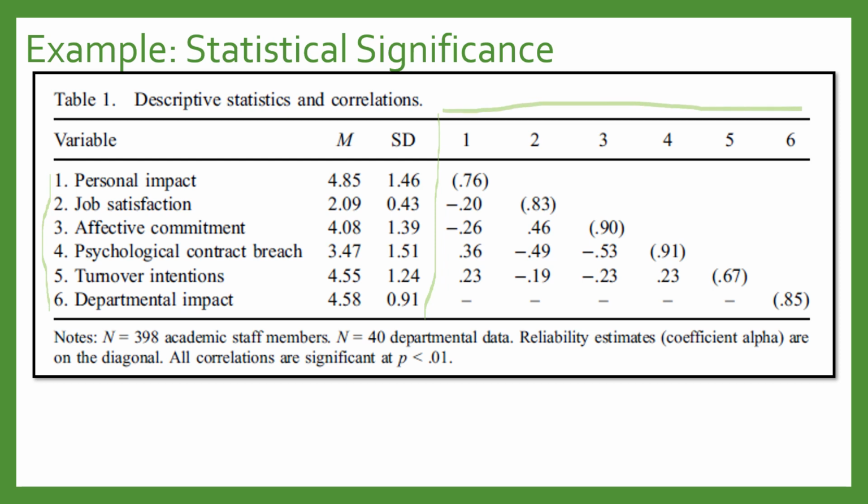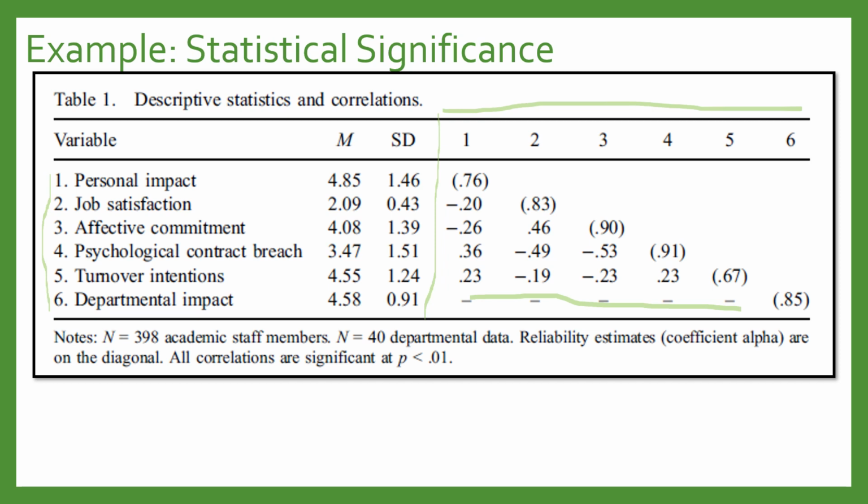But keep in mind that 1 is personal impact of budget cuts, 2 is job satisfaction, 3 is affective commitment or emotional attachment to the university they worked at, 4 is psychological contract breach or perceived breaking of promises they felt were made, 5 is turnover intentions or how much they want to quit, and 6 is the departmental impact of budget cuts. You'll notice there are no correlations here, because we measured departmental impact from department chairs, and we measured all these other variables from staff and employees, so we only had correlations for them. So let's say that I wanted to look at the relationship between job satisfaction and turnover intentions.